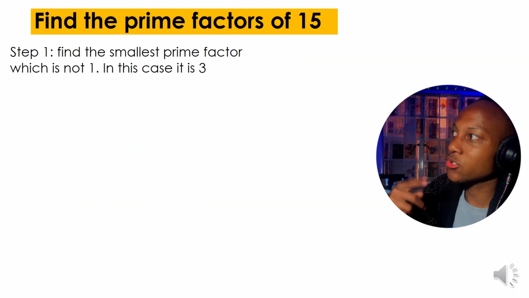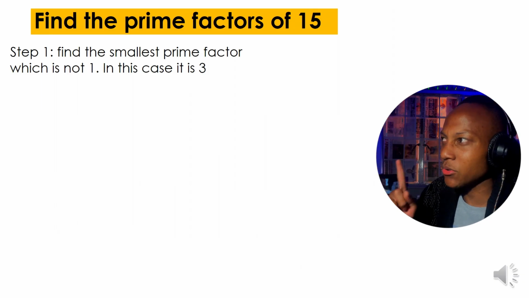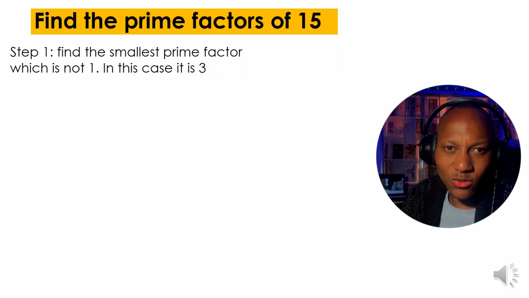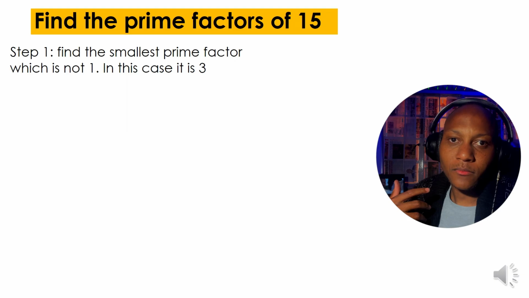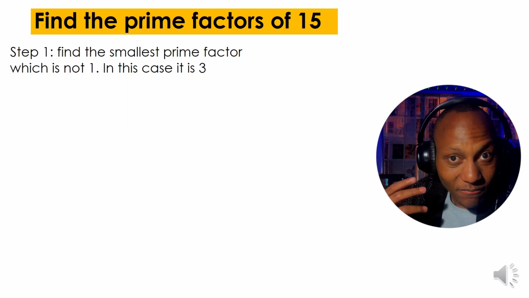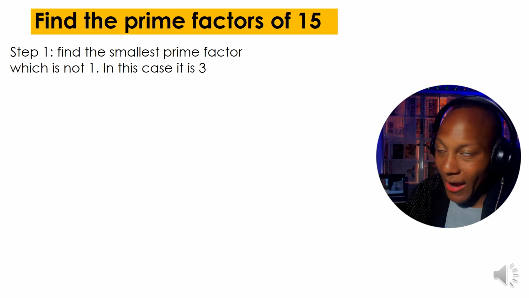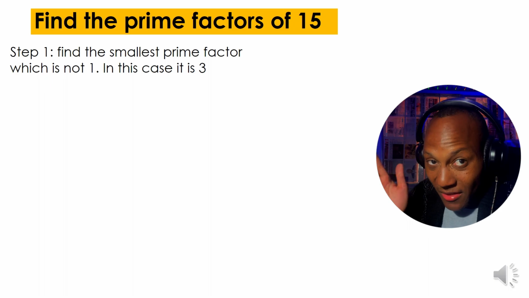Prime factors of 15. The first step is to find the smallest prime factor, which is not 1. In this case, the smallest number that can divide into 15 is what? 1, we said we don't want it. 2 into 15 will not give us an answer without a remainder. 3 into 15, we get 5. So 3 is the smallest prime number that can get into 15. So that's the number that we are dealing with.